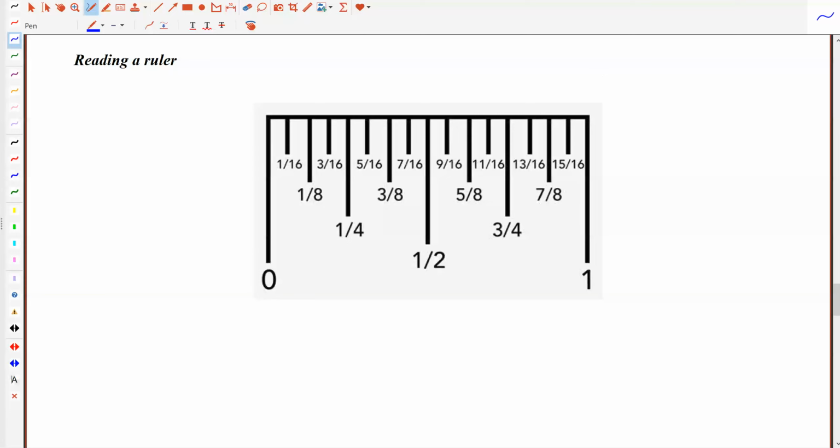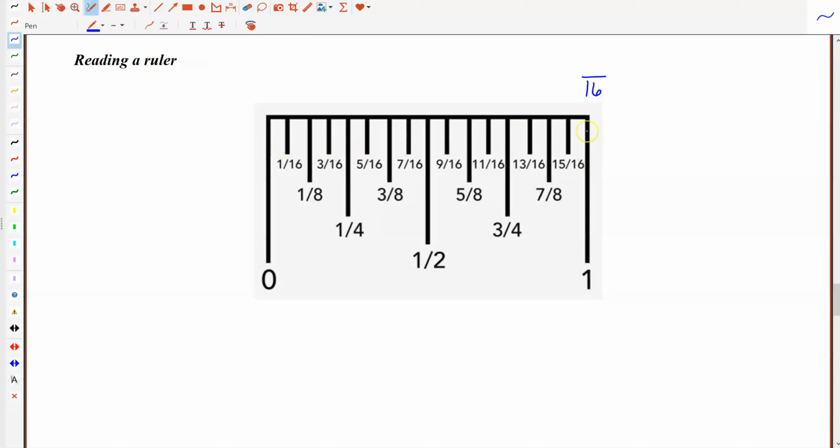One of the real-life applications of fractions, and being able to understand equivalent fractions, simplifying fractions, mixed numbers, and improper fractions, is reading a ruler. So, just measuring things with a ruler with inches. Normal rulers are broken into sixteenths. That means that there are going to be 15 tick marks between 0 and 1.